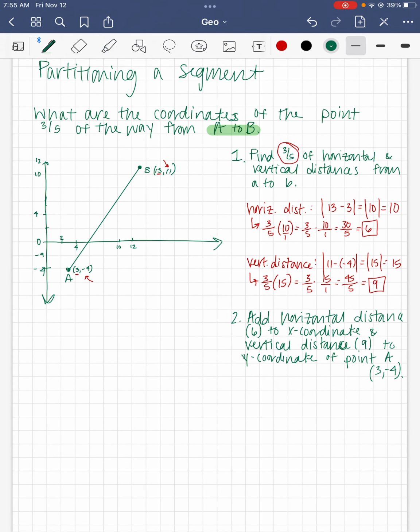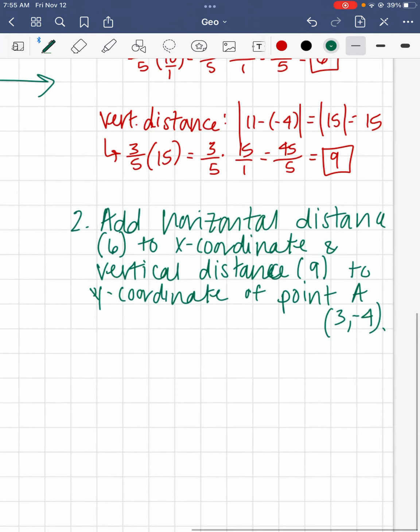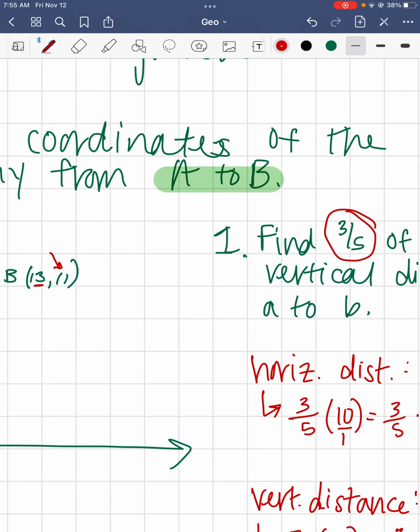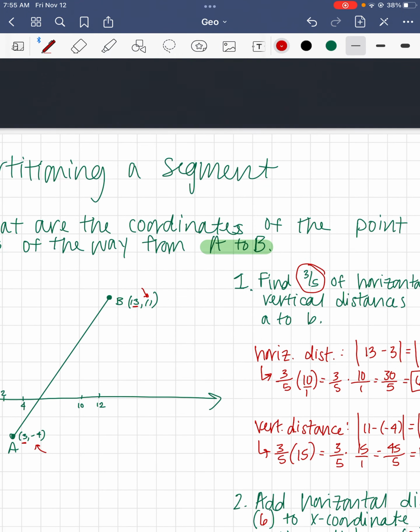And let's take a look at this. We're adding the vertical distance, which is 6. Okay, we found that 3/5 of the horizontal distance was 6, and then 3/5 of the vertical distance is 9. And those are the numbers we're going to be adding to point A, which is 3, -4. And why are we adding them to point A? Well, let's go back here and see. It wants us to find 3/5 of the distance up the line segment from A to B. So that means we're going to be starting at A here.